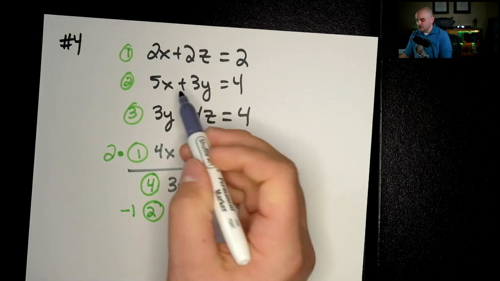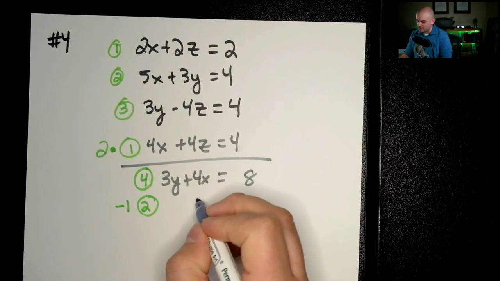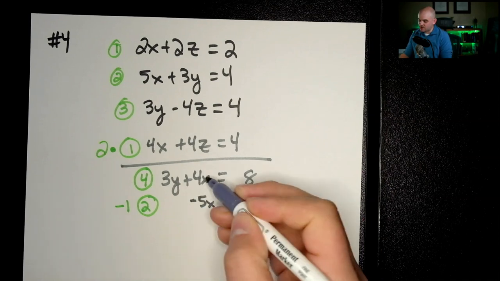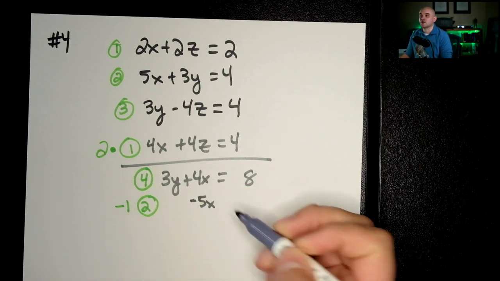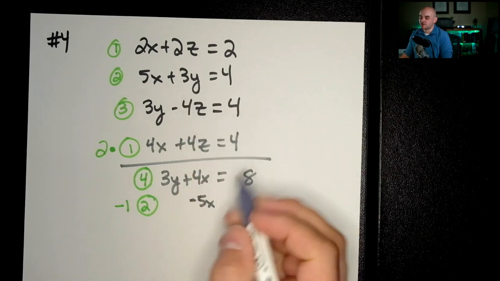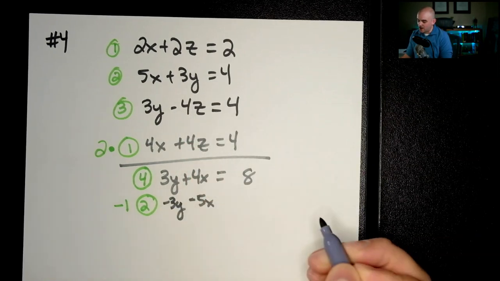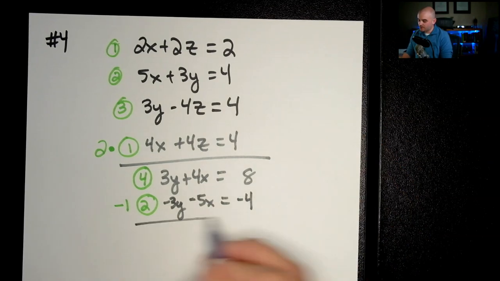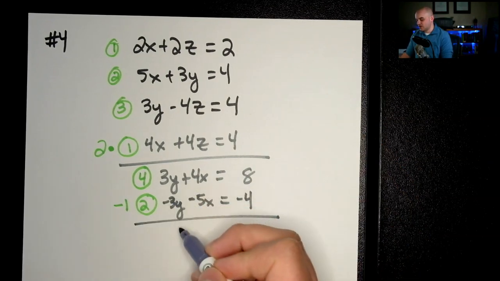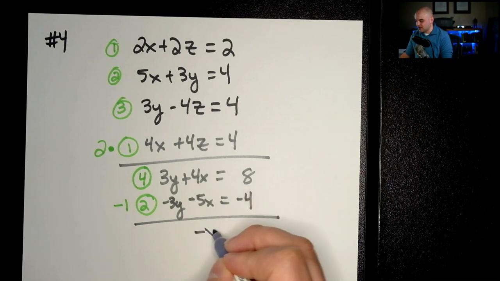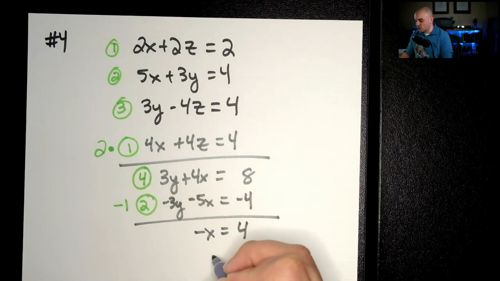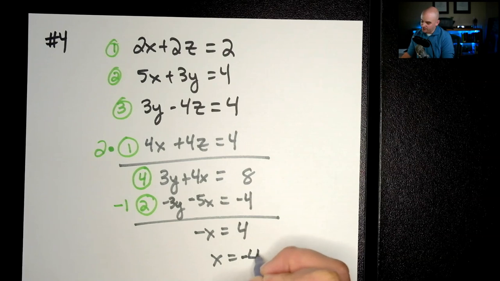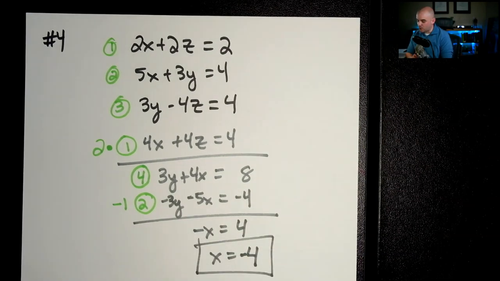And so -1 times 5x is going to give me -5x. Notice I'm writing it down right underneath its like term. And -1 times 3y gives me -3y. And then -1 times 4 is -4. Add those up. The y's will cancel, and I get -x is equal to +4, or x equals -4. That's one variable solved for.